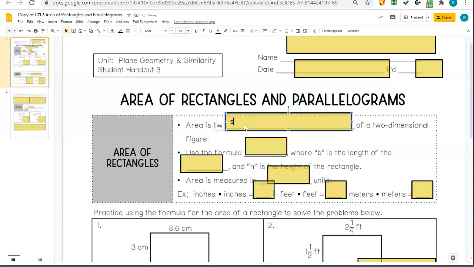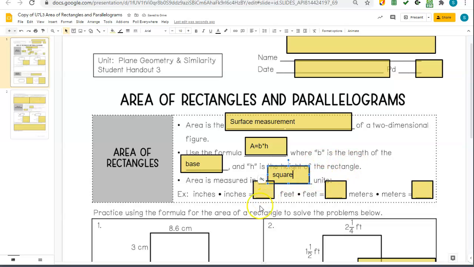Today we are talking about the area of rectangles and parallelograms. Area is the surface measurement of a two-dimensional figure. We use the formula area equals base times height to calculate their area, where b is the length of the base and h is the height of the rectangle. Area is measured in square units.